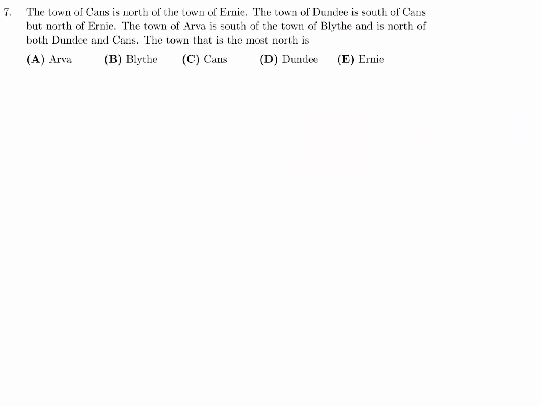The town of Cairns is north of the town of Ernie. The town of Dundee is south of Cairns, but north of Ernie. The town of Arva is south of the town Blythe and is north of both Dundee and Cairns. The town that is most north is. The town of Cairns is north of Ernie. Okay. The town of Dundee is south of Cairns, but north of Ernie. So I guess Dundee is right here in the middle.